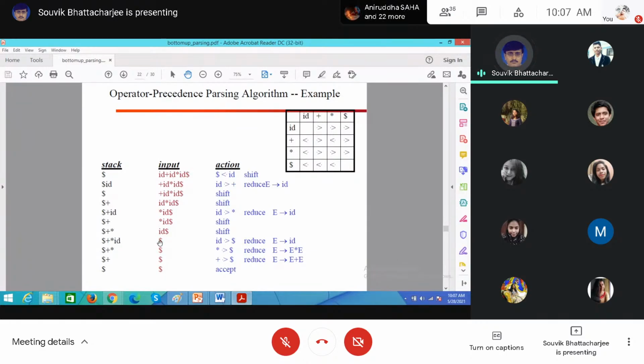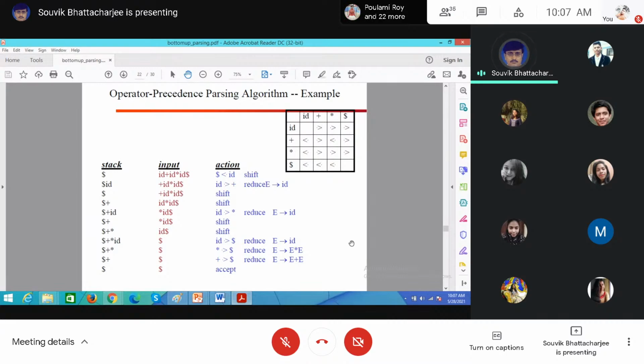Now ID and dollar, you see ID has higher precedence than dollar. That means ID will be reduced. Now star has higher precedence than dollar. Again it will be reduced by E produces E star E. And now plus has higher precedence than dollar. It will be reduced by E plus E. And at the end, the stack contains dollar, and the input string which needs to be parsed is also dollar. That means all the input symbols have been parsed. This is your accept stage.